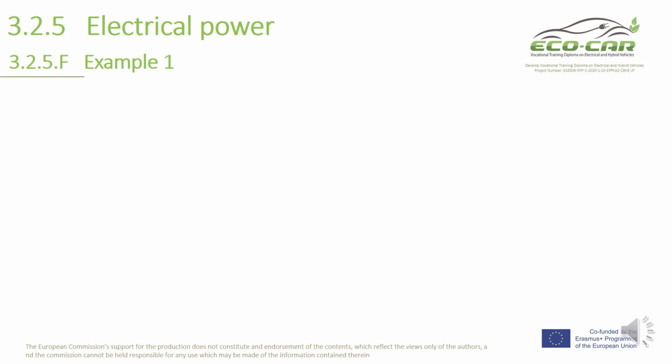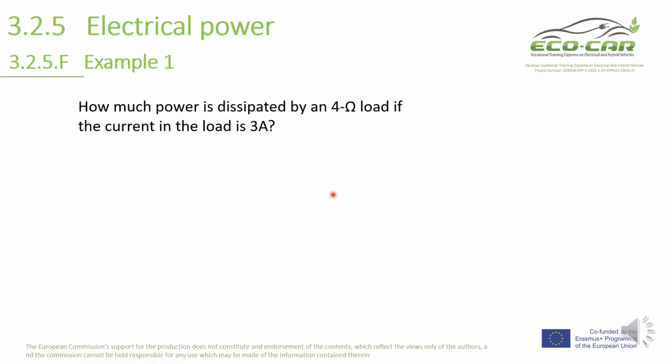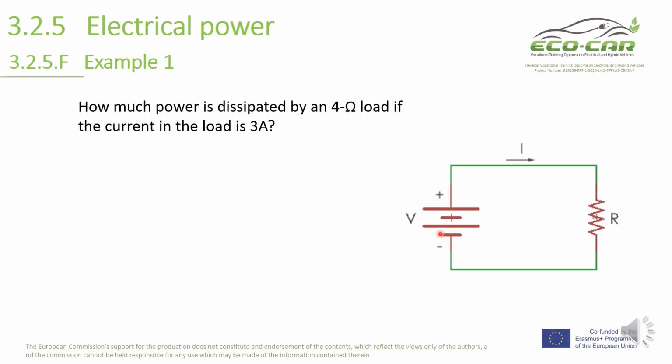Let's take an example. How much power is dissipated by a 4 ohm load if the current in the load is 3 amps? In this circuit, we have a source of 12 volts with resistance 4 ohm, and current is 3 amps. So what is the power dissipated in this load or in this resistance?